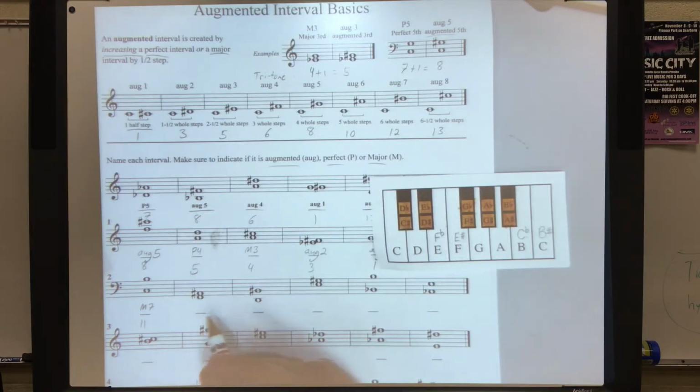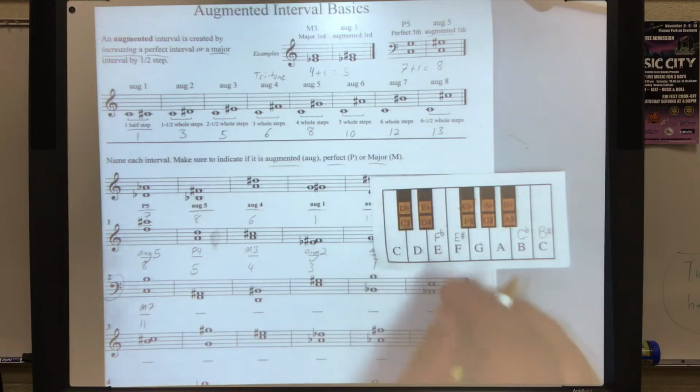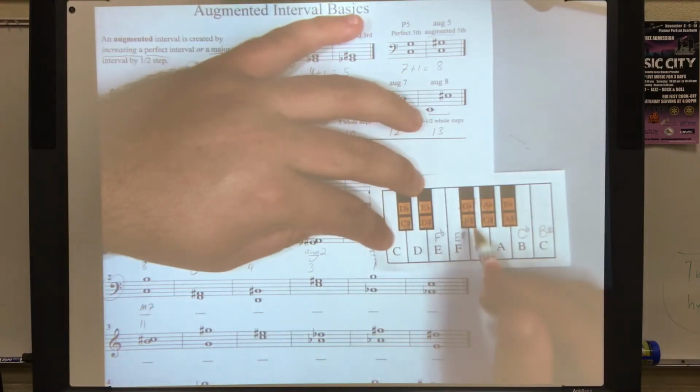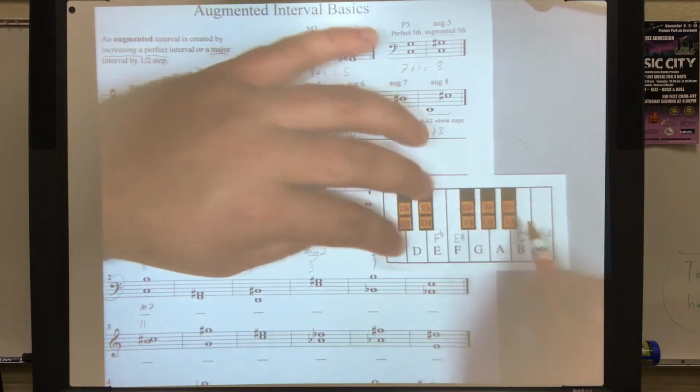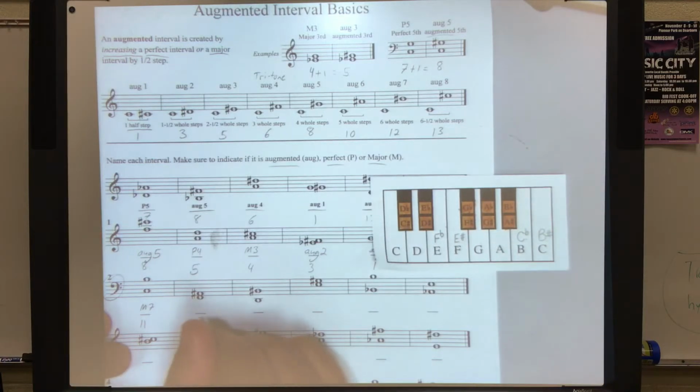Our next interval is an F to an A sharp. Remember, we are now in bass clef, so that's an F to an A sharp. So let's count up on the scale. F is 0. 1, 2, 3, 4, 5. A sharp. 5 half steps.